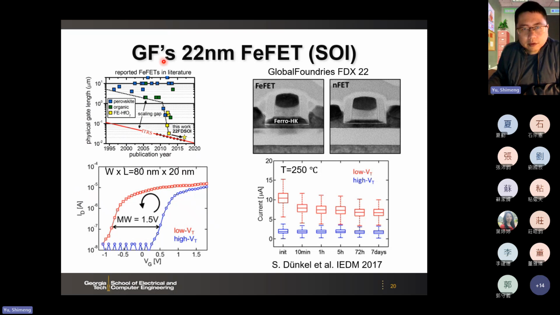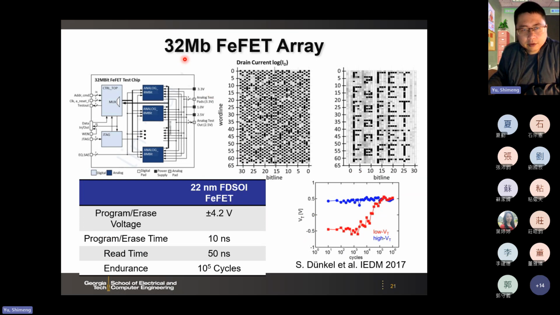So then GlobalFoundries also extended the FeFET to more advanced node, like 22 nanometer, fully depleted SOI, we call FDX platform. So this is the improved IDVG plot from the 22 nanometer platform. So this is better because here this is the FDSOI platform. Then the channel is more confined in terms of the electrostatic property. And also GlobalFoundries demonstrated 32 megabits FeFET array with this FDSOI platform.